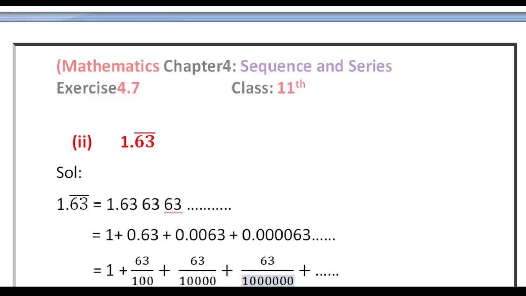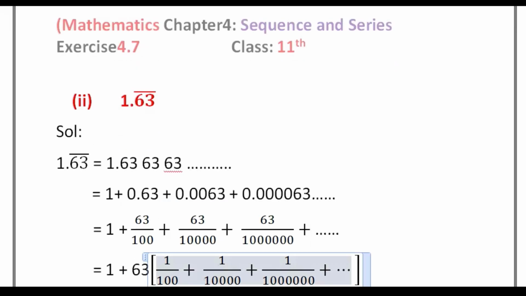So 1.63 bar can also be written in the form of a sum: 1 plus 0.63 plus 0.0063, because two digits repeat after the decimal point, plus 0.000063. 1 plus 0.63 can also be written in fraction form, that is 63 divided by 100 plus 63 divided by 10,000 plus 63 divided by 1,000,000 plus, and so on.